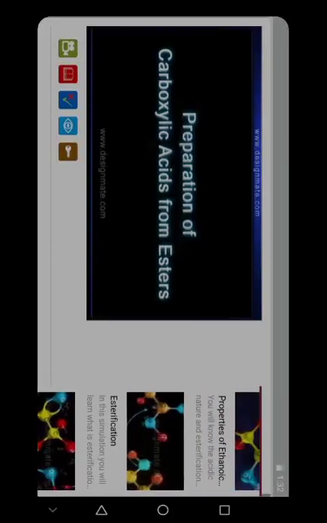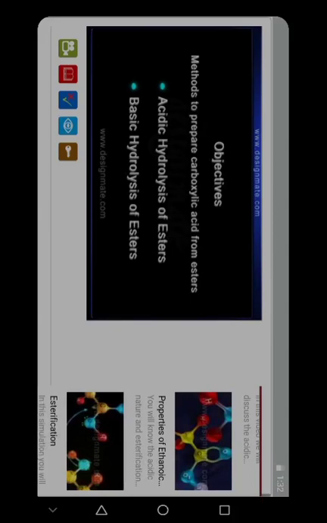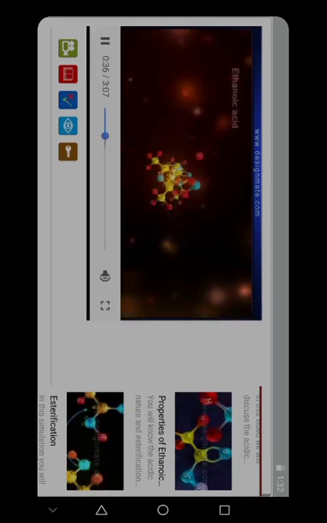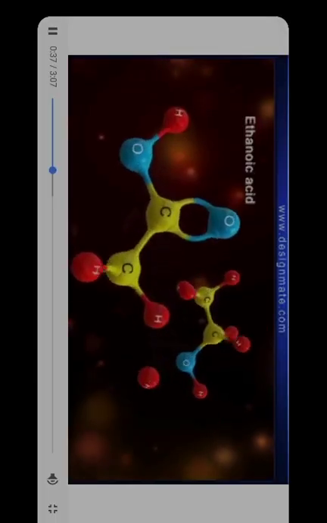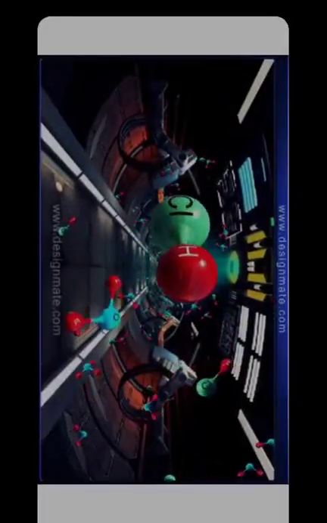Preparation of carboxylic acids from esters. Carboxylic acids are prepared from ester. In this topic, we will learn that ethyl ethanoate with water in the presence of acid gives ethanoic acid and ethanol. Let us understand the reaction mechanism in detail.